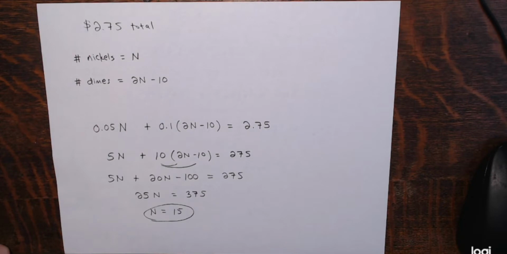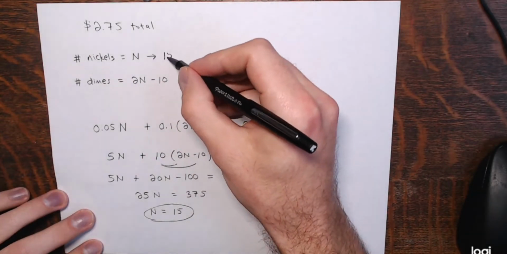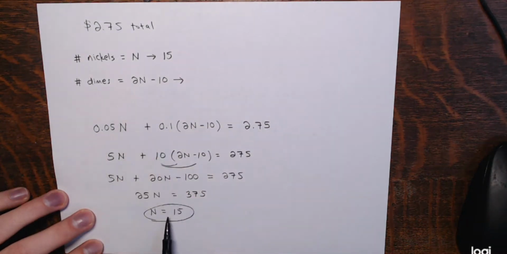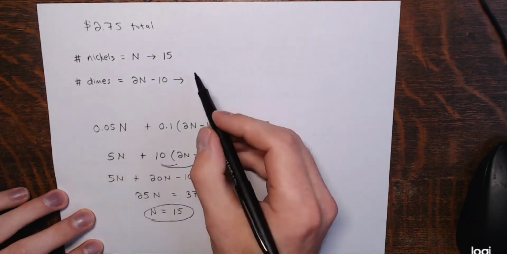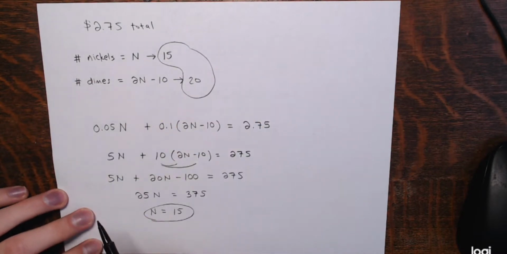Okay. So the number of nickels is n, right? That's 15. And then the number of dimes is twice n, so 2 times 15, 30, and then minus 10 would be 20. So 15 nickels, 20 dimes.